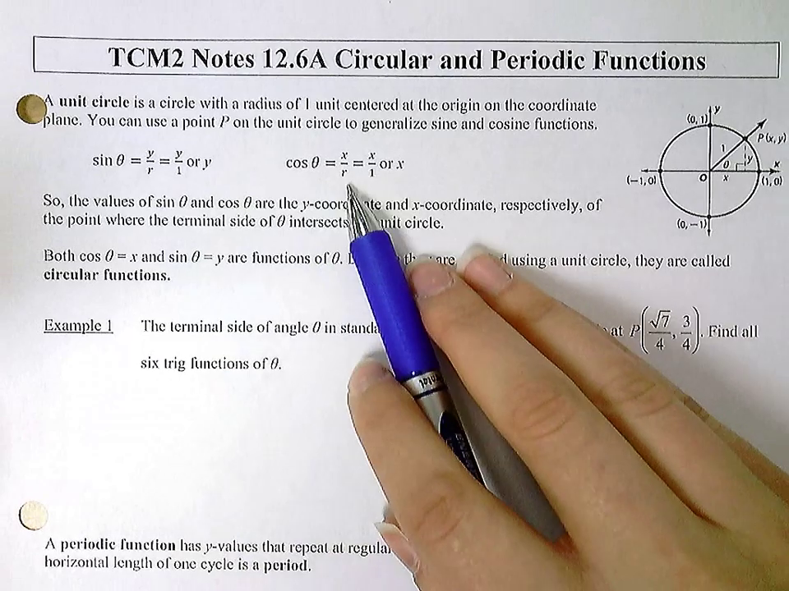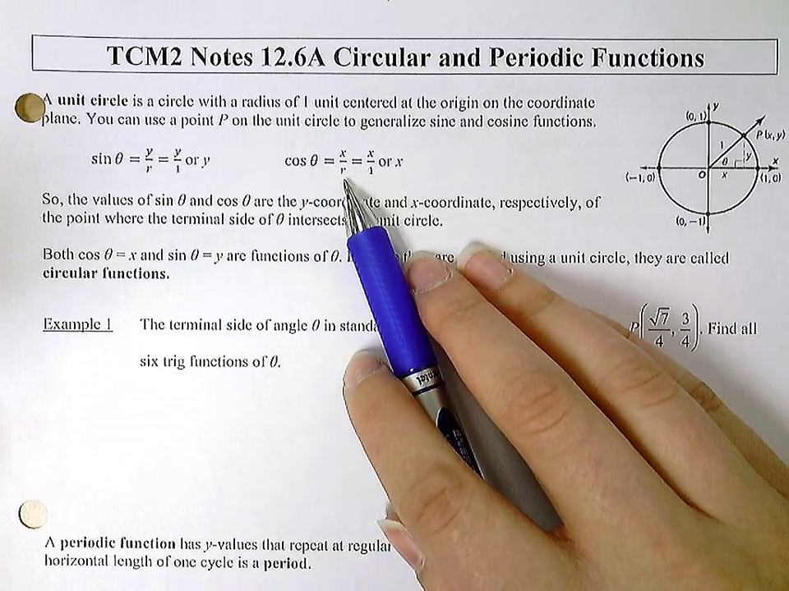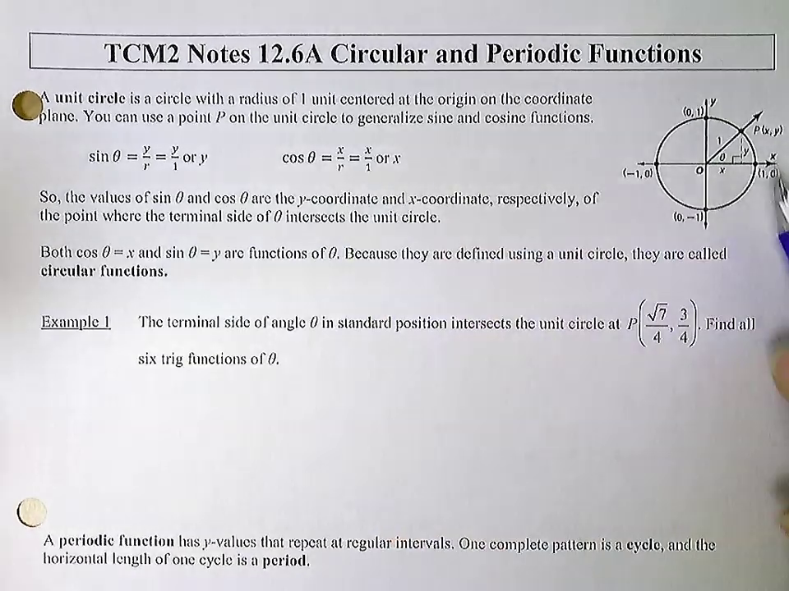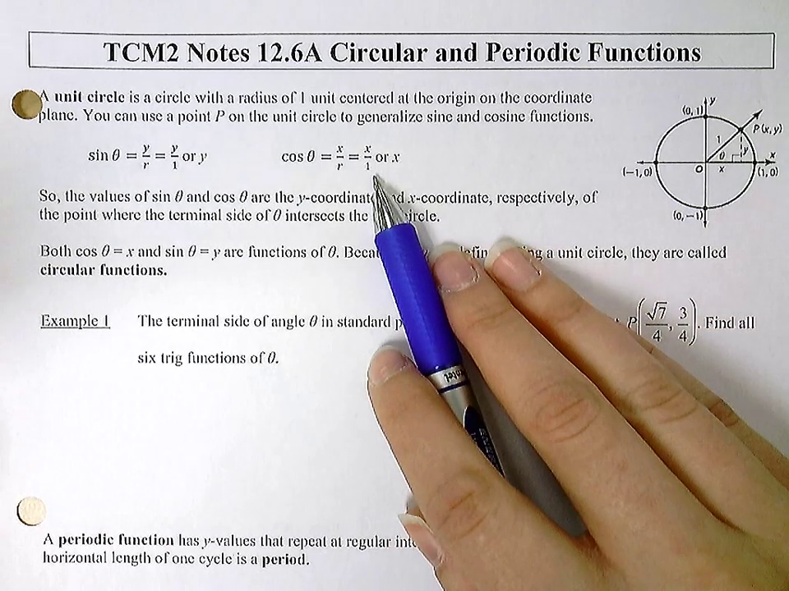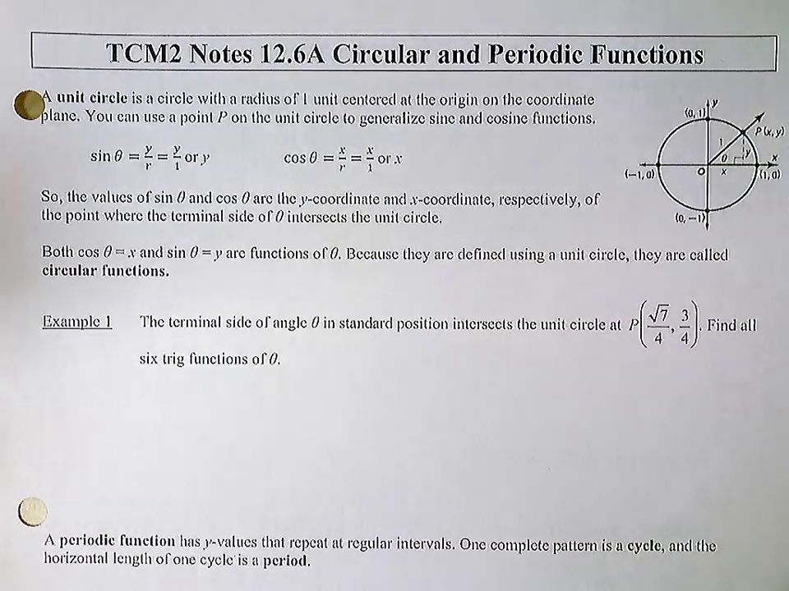Cosine of theta was equal to x over r. Again, your radius in a unit circle is always 1 unit. So it'd be x over 1, or x. So the values of sine of theta and cosine of theta are the y coordinate and the x coordinate respectively of the point where the terminal side of theta intersects the unit circle.